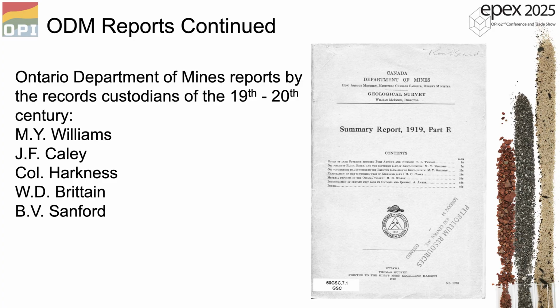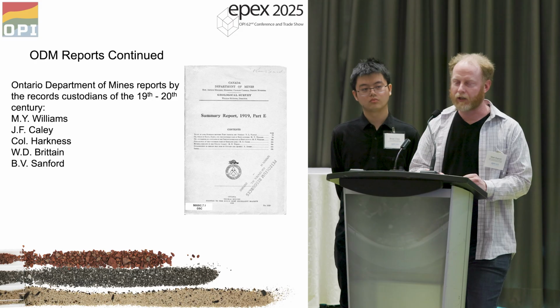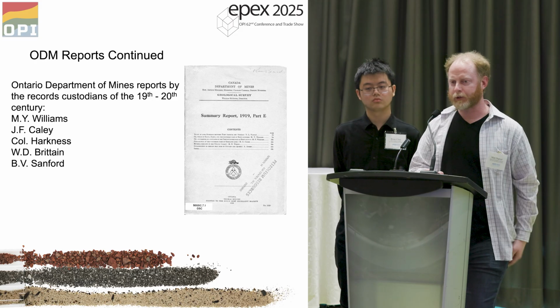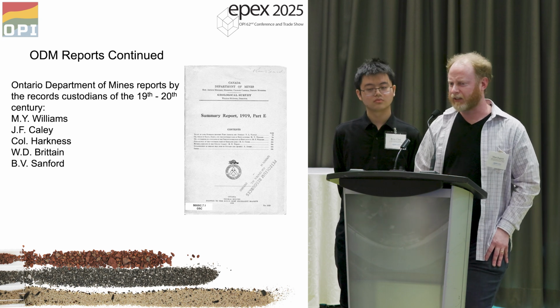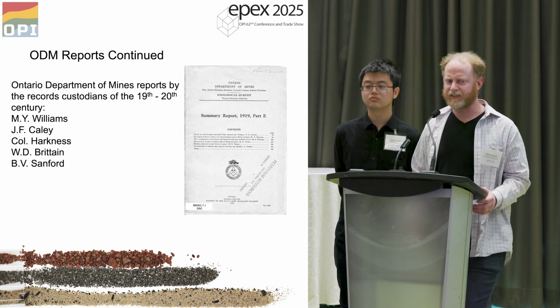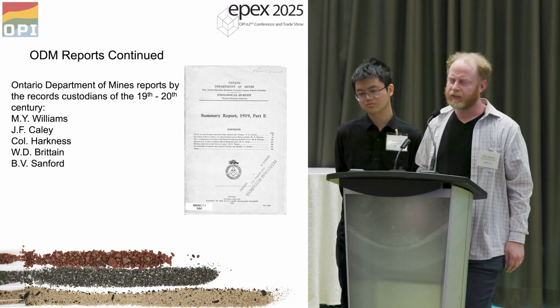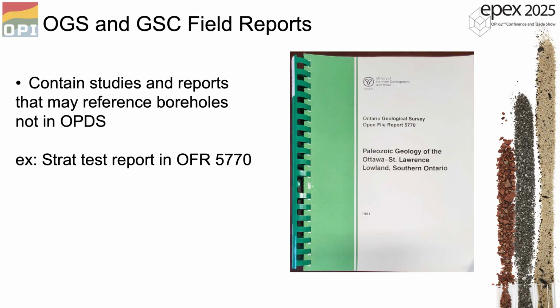Here's the list I mentioned of the records custodians of the 19th and 20th century. A lot of reports by M.Y. Williams, and those listed below, like I mentioned, would go out and talk to the people at the time and try to scrape as much data as they could. So you'll get things like so-and-so's field had 10 wells in this area, kind of descriptions. All kinds of reports at the library are available.